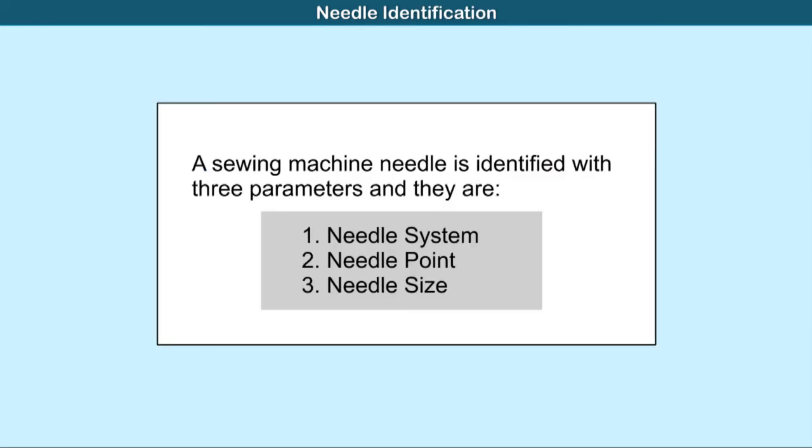Needle identification: a sewing machine needle is identified with three parameters. These parameters are system, that is needle system; second is point, that is needle point; and third is the needle size.